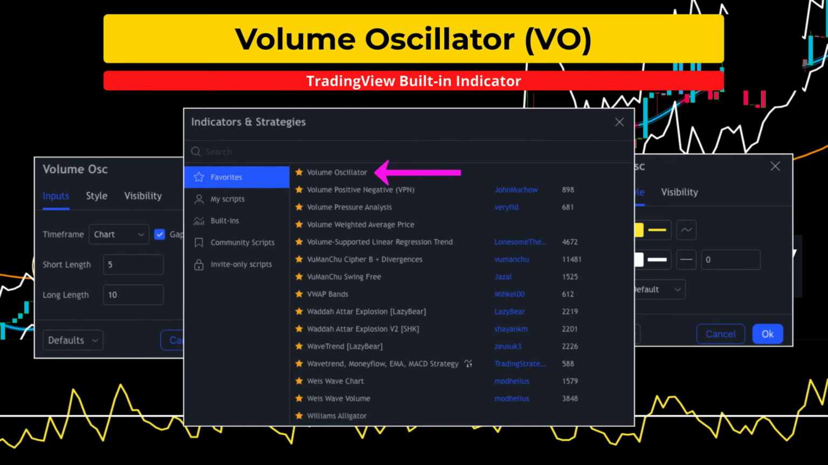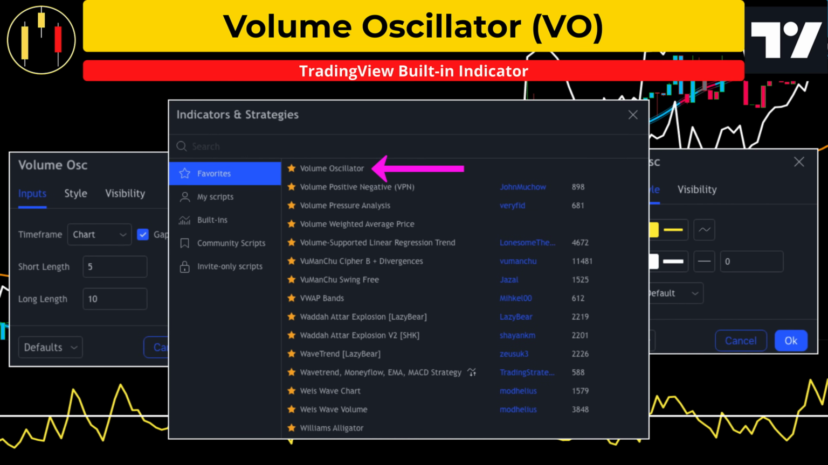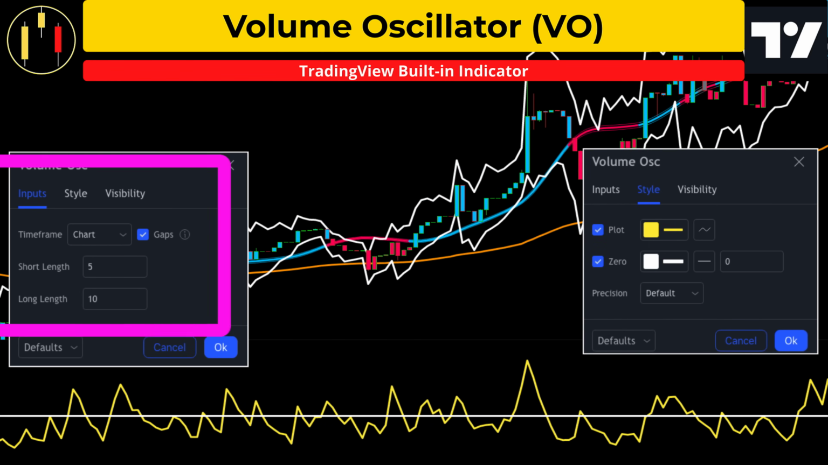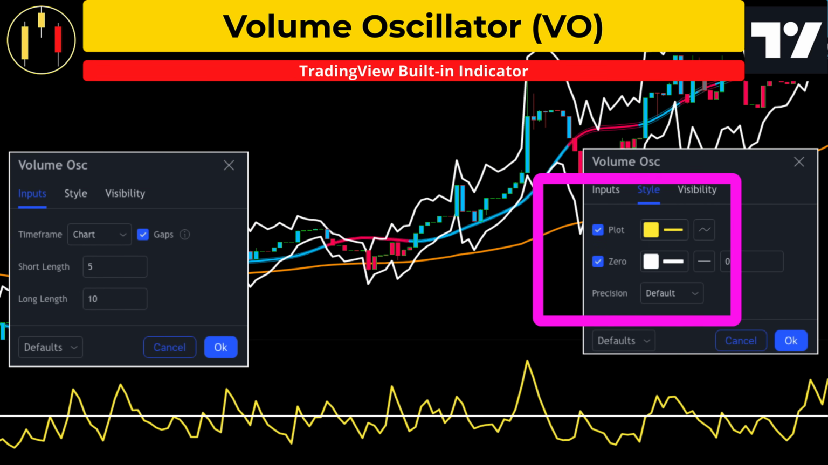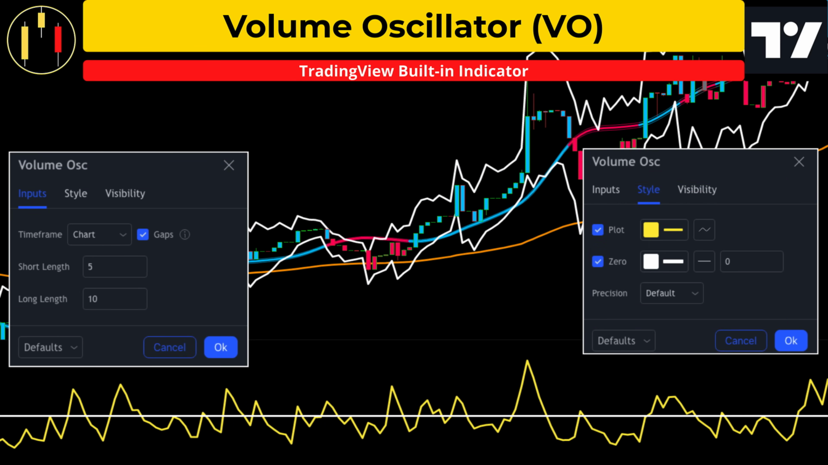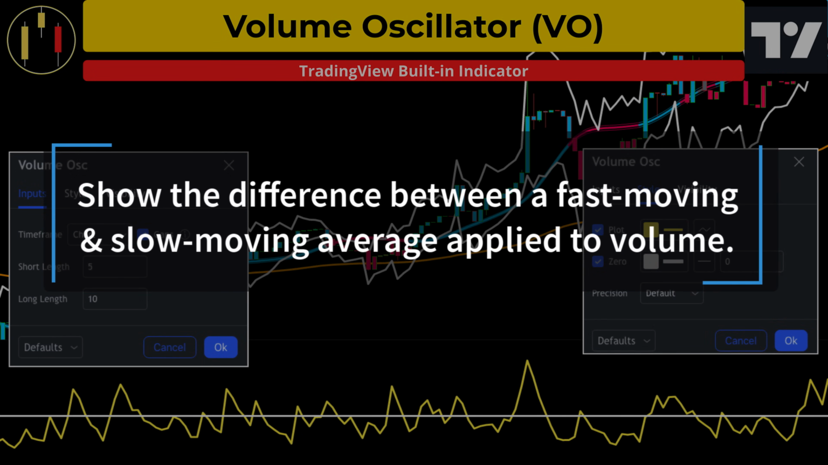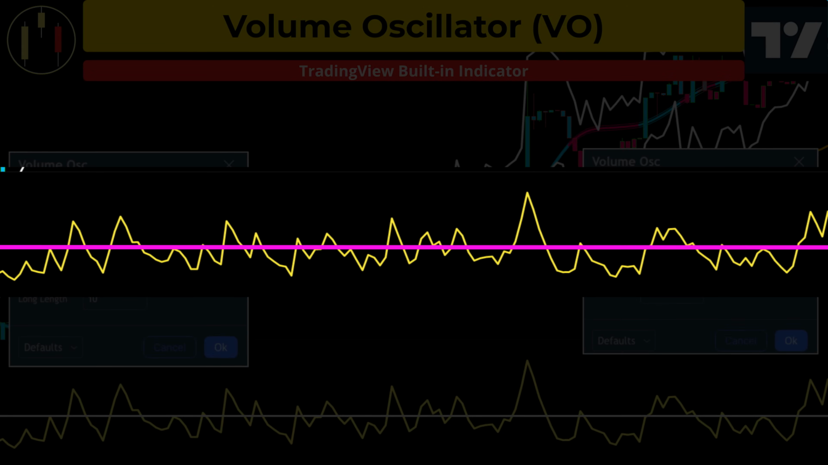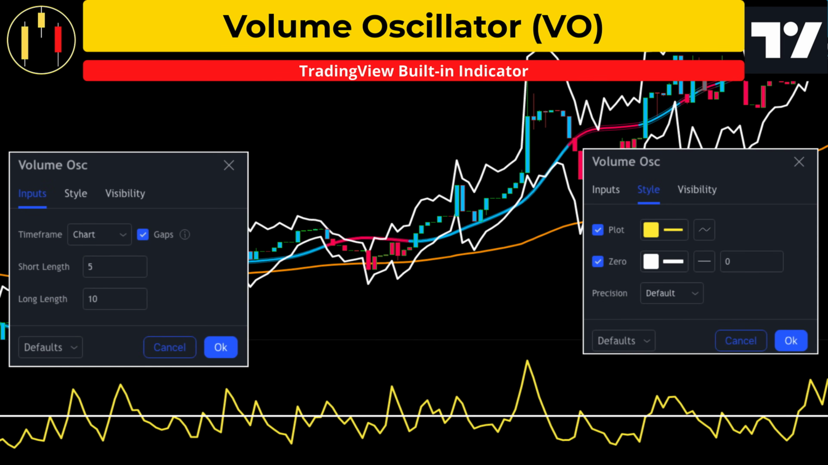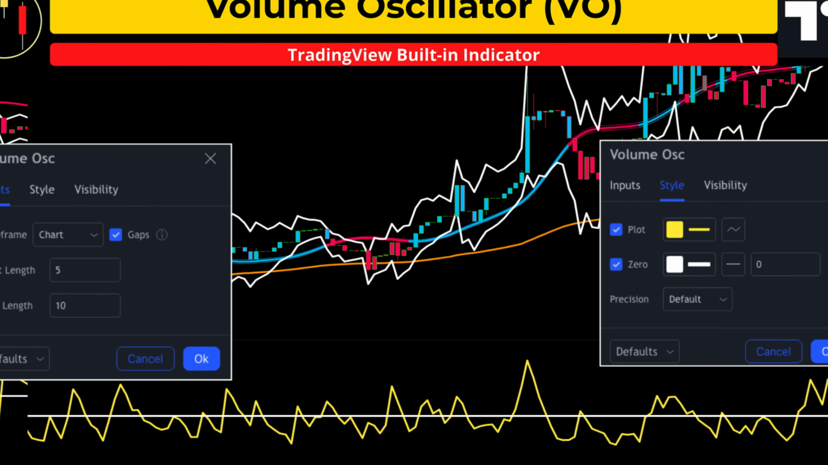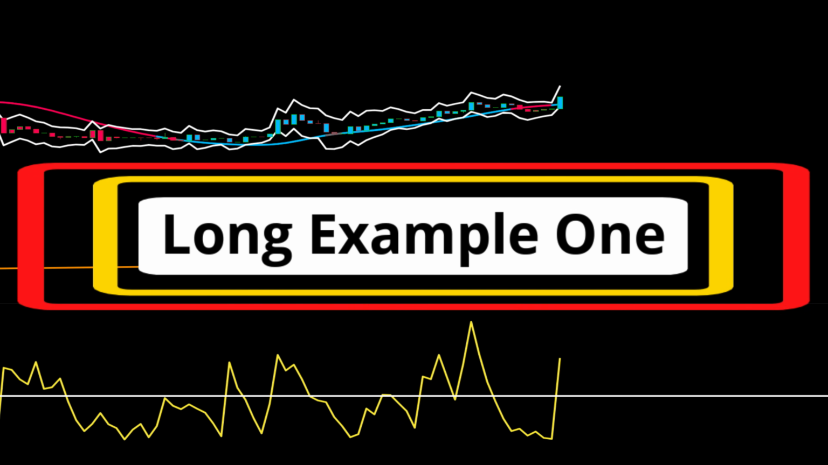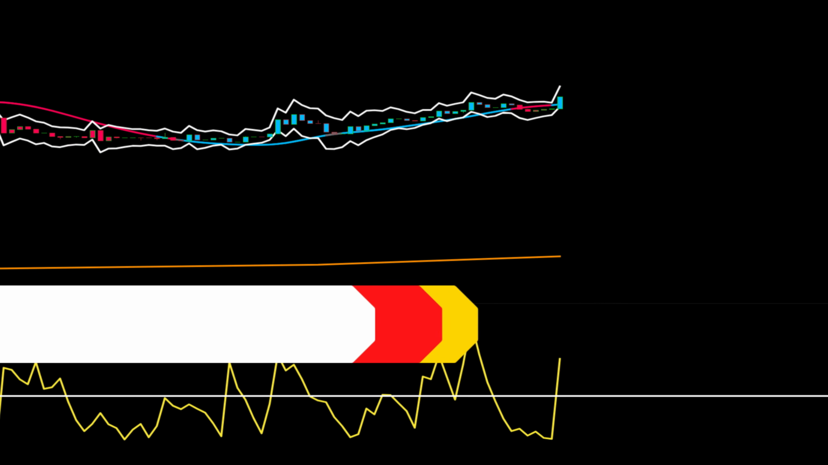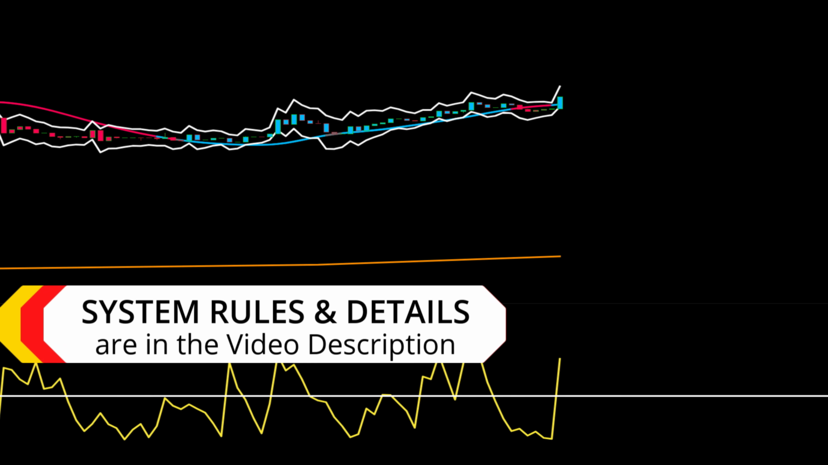The third study is one I have never shown on the channel before. It is called the volume oscillator. Inputs will be kept at default and I will color it yellow. The volume oscillator shows the difference between 2 moving averages of an instrument's volume expressed as a percentage. At default display settings, there is a 0 line which I have thickened. This indicator will confirm our entries in a unique way. Let's go over entry criteria and review some examples. As always, system rules and details are listed in the description below.